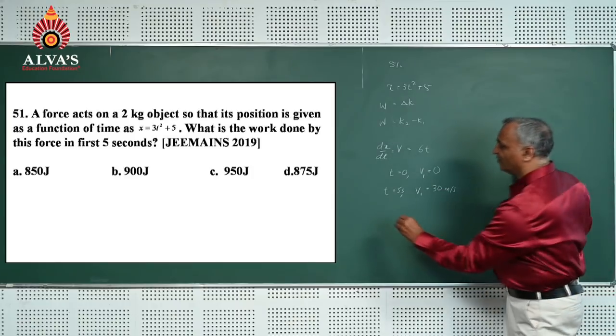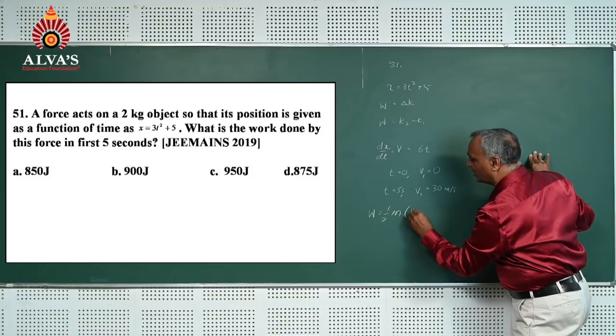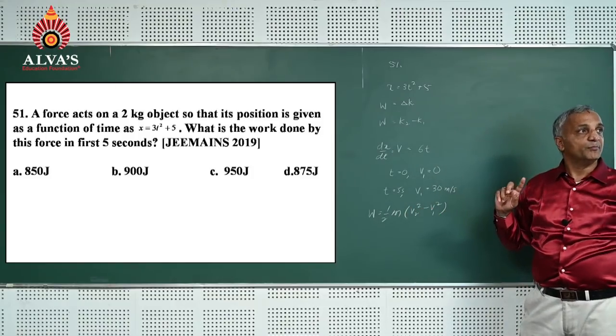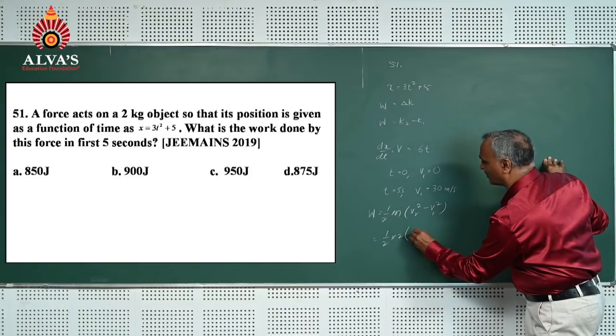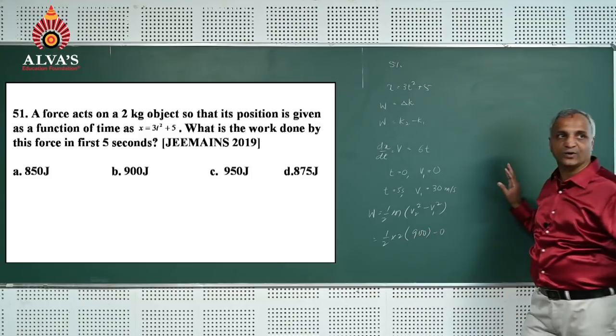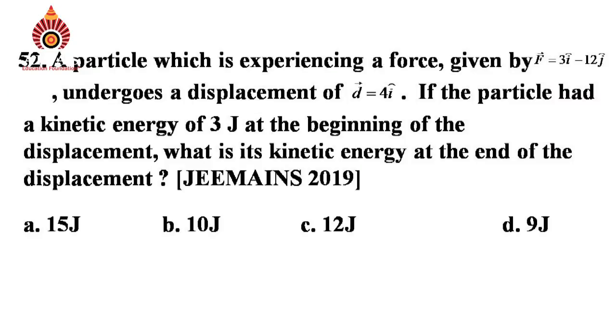So that is why work done is equal to half into mass into v2 square minus v1 square I can write. Mass is 2 kg, it is given, half into 2, v2 square means 30 square is 900 minus v1 square is anyhow 0. That is why this 2 cancels, work done will be 900 joule. So I'll go for option B.